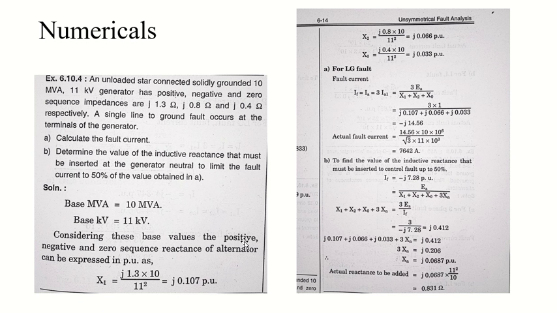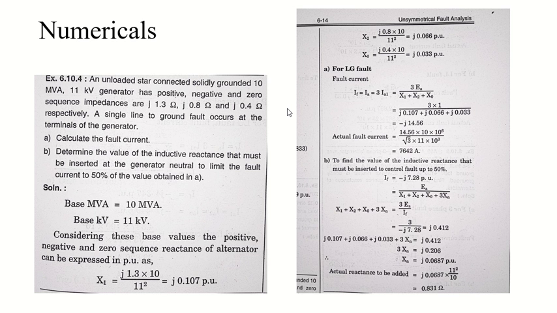Now let's move to another question. This question is a little bit different from the earlier question. They have asked that an unloaded star connected solidly grounded 10 MVA 11 kV generator has positive, negative and zero sequence impedance as 1.3 ohms, 0.8 ohms and 0.4 ohms, I'm not saying j values, I'm just saying imaginary values respectively. And a single line to ground fault has occurred at the terminal of the generator, and we have been asked to calculate the fault current.